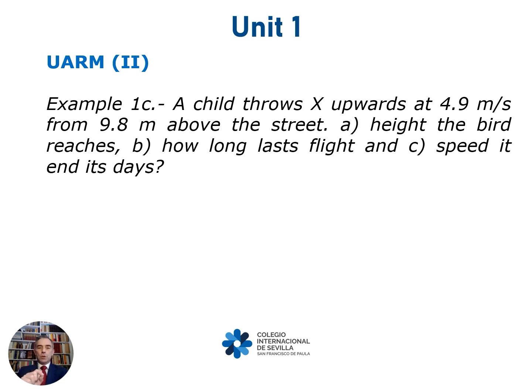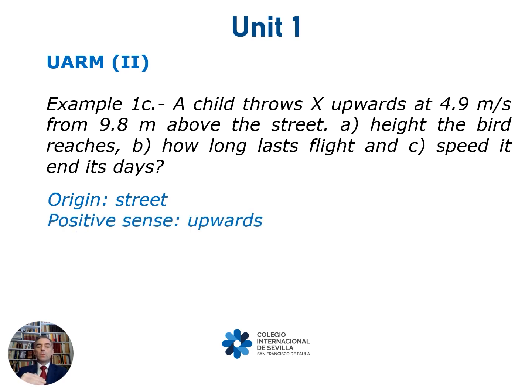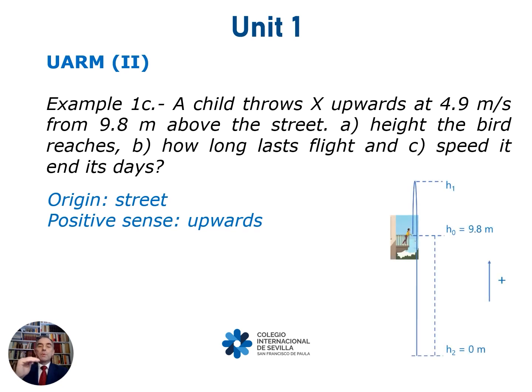So let's choose as the origin of coordinates the street. That's going to be height 0. And then we will use as positive sense upwards. Could be the other way, but given that the body starts moving upwards, we can use that as the positive sense. Now, again, remember the child is on a balcony at 9.8 meters above the street, and the street is level 0. So that position is 9.8.